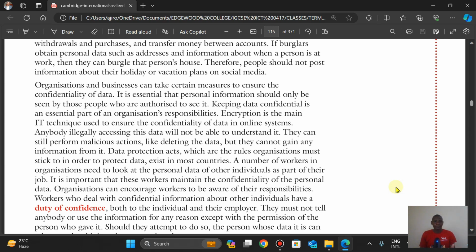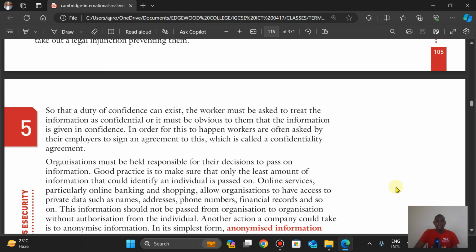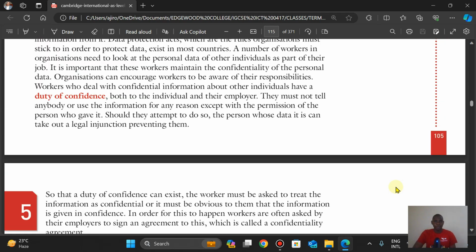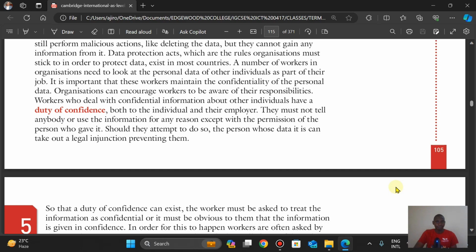And this is why this Data Protection Act has been set, which are rules organizations must stick to, to ensure that your data are protected. And they exist in most countries. Now, let's talk about those Data Protection Acts.